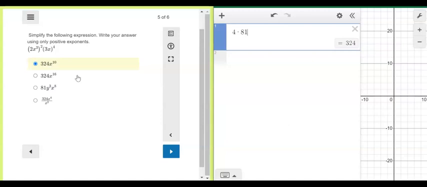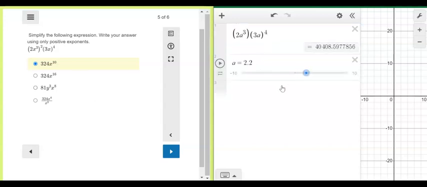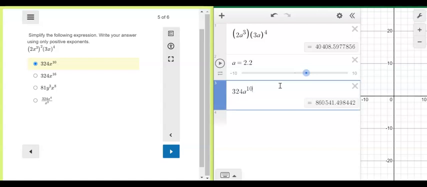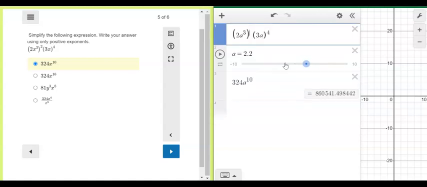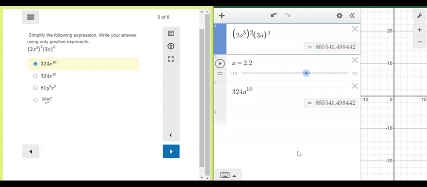And I will go ahead and check it. So I'm going to put a for x. I'll try to do it a little slower so I don't keep messing up and wasting our time. And then this one, 324, a to the 10th power. What did I do wrong? Oh, I forgot to put it in. I tried, y'all. There you go. That matches.